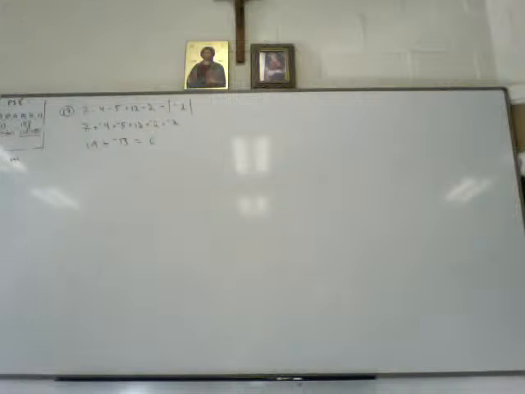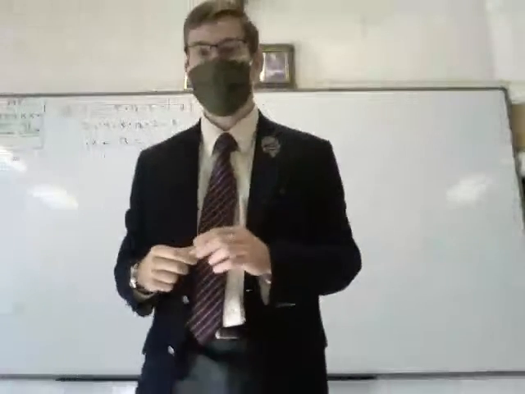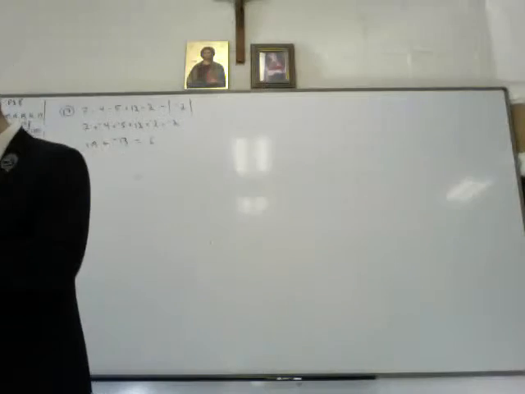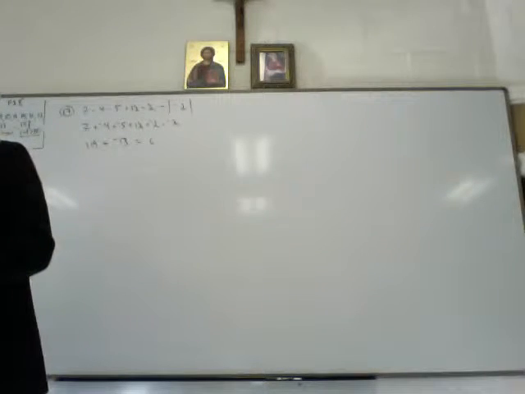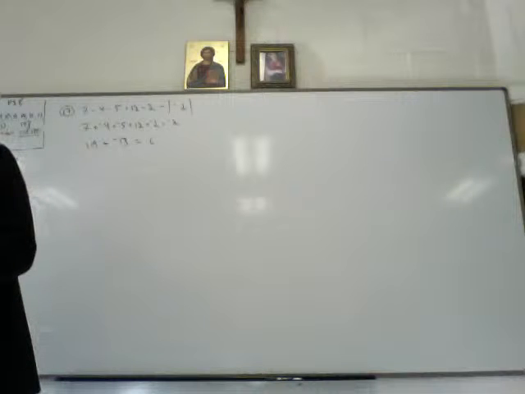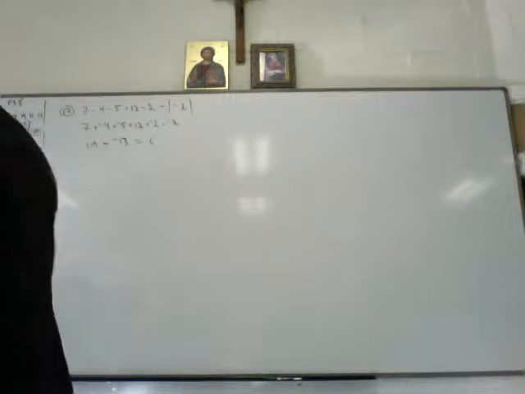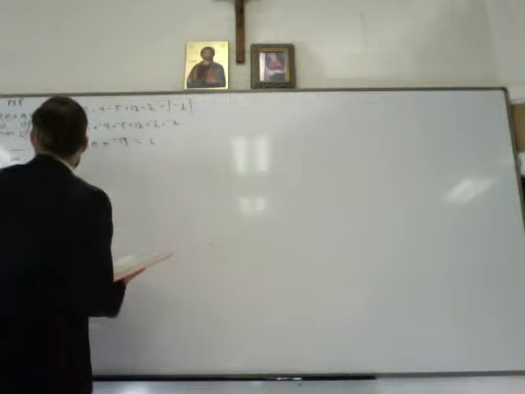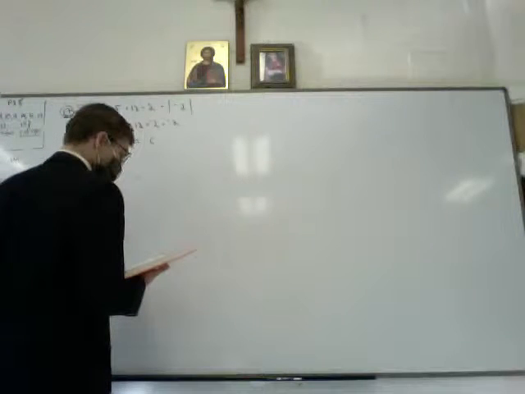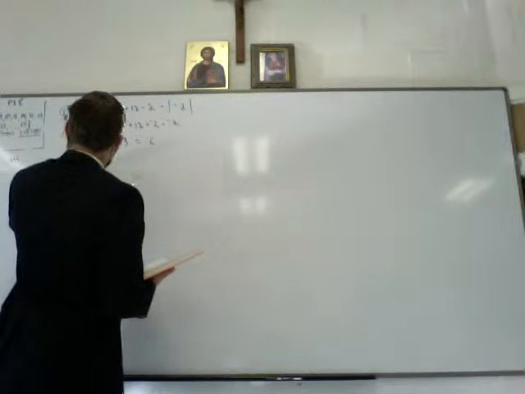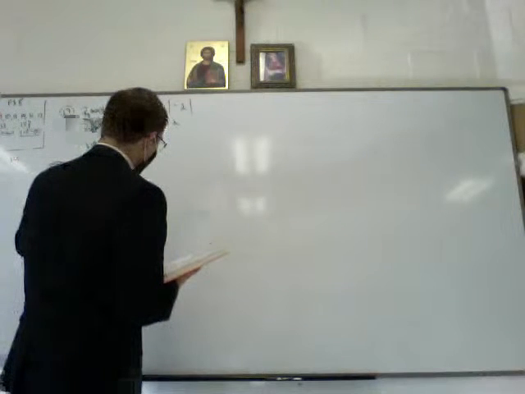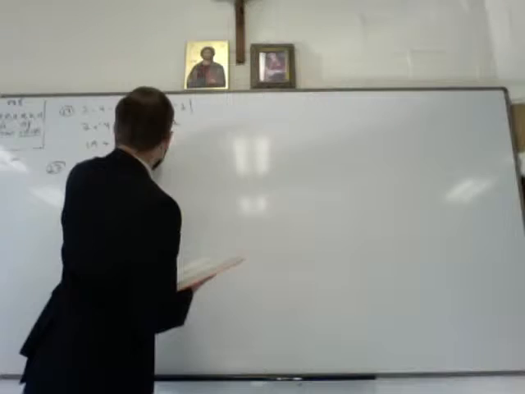Any others? Yep. Number 27. All right. We're multiplying together 3 mixed numbers. We've got 3 2/3 times 1 4/5 times 2 3/11.